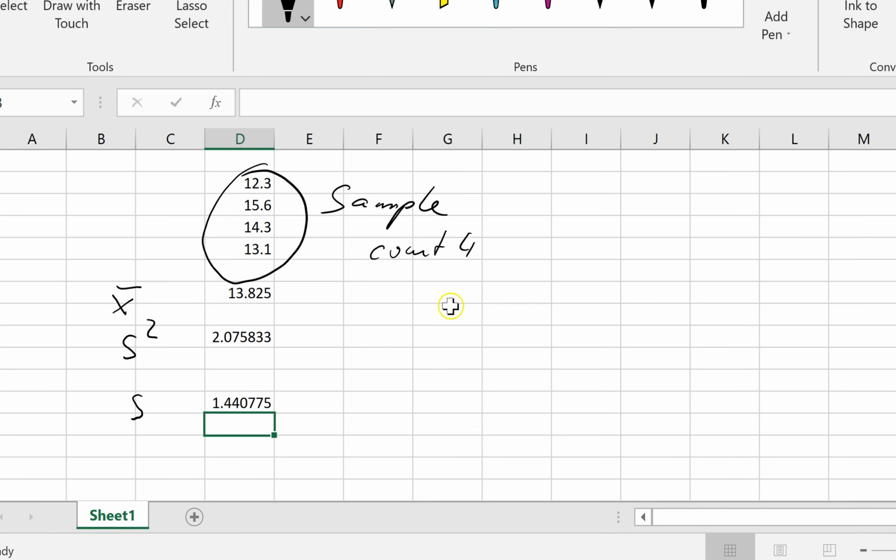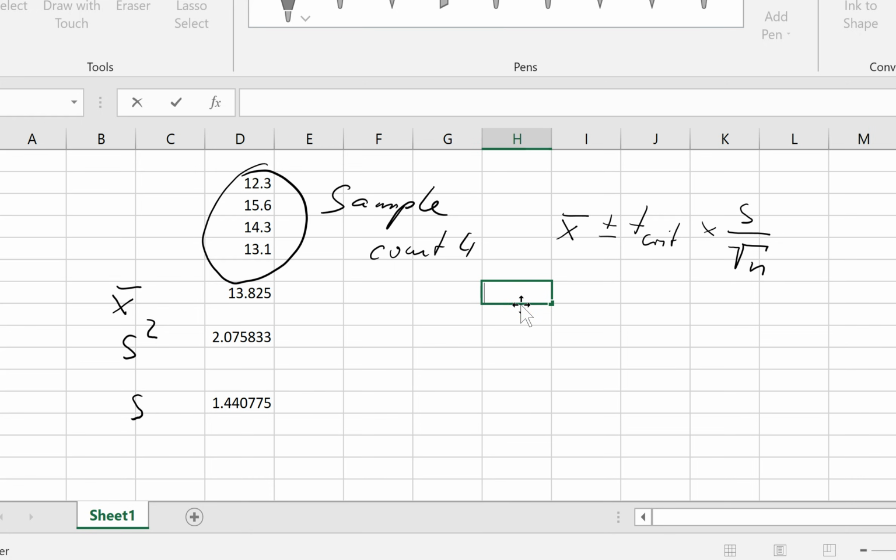If we want to calculate a confidence interval, we know that the confidence interval is x bar plus minus a t critical value times s divided, that's our sample standard deviation, by square root of n. We now need to find the t critical for that.